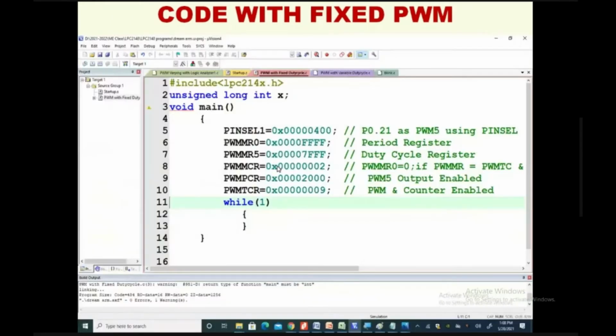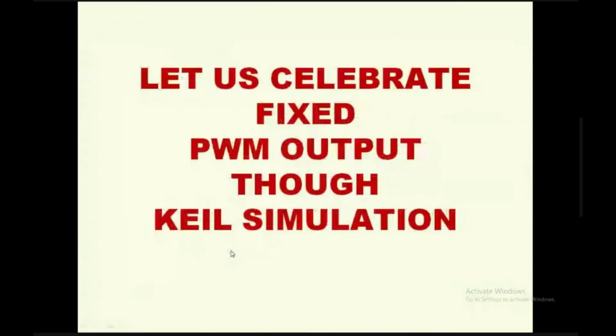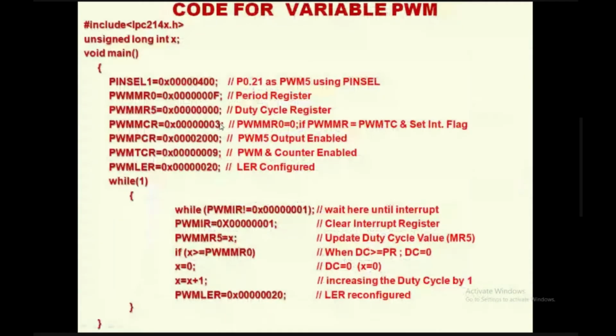Here it is 2. PWMMCR is 2 for a fixed PWM. For a variable PWM, the code is written as 3. And the latch enable register value is kept as 20. Now you can see the first line of the while loop, right? I am waiting for the PWM period to complete by waiting for the interrupt to happen, right? So until the PWM interrupt register is equal to 1, please wait here. That means wait until the period is over. Once the period is over, the program execution comes down and then we have to clear the interrupt register. So as we all know, clearing means we have to set it as 1.